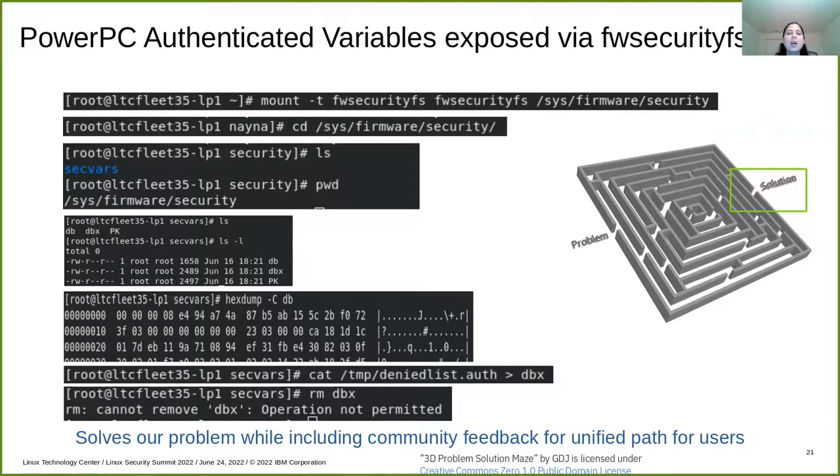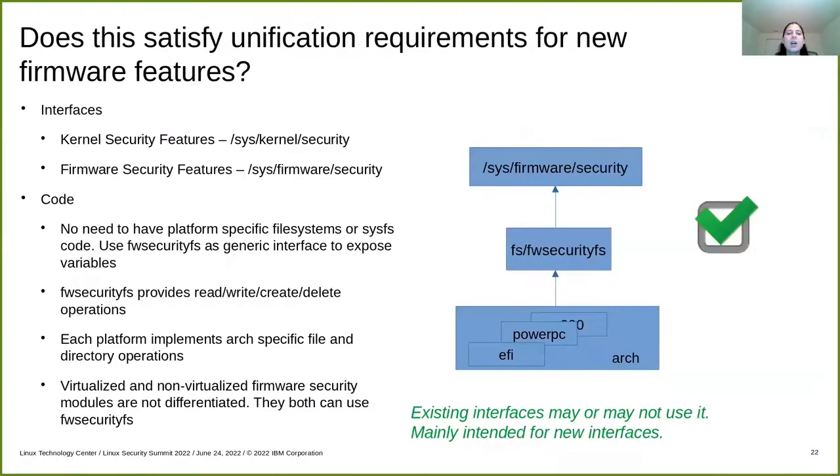So you can see how we have gone through this maze, and we have come up with this solution, which solves our problem while including community feedback for a unified path for users. So I would come back to this question: does this satisfy unification requirements for new firmware features? Well, we do think yes. We have now come up with a common interface, which can be seen for kernel security features as sys kernel security, and for firmware security features as sys firmware security.